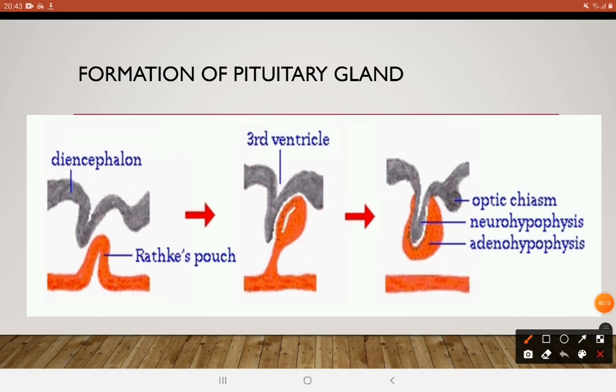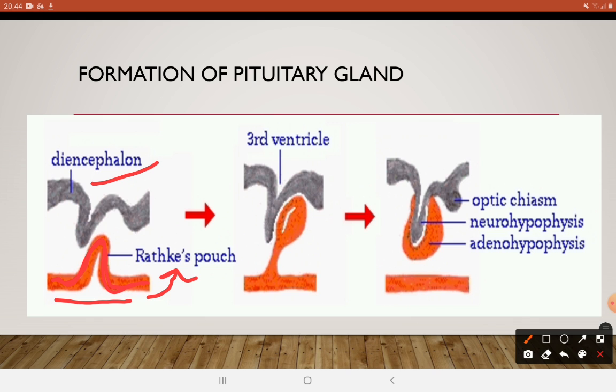As we can see, the formation of the pituitary gland starts during the third trimester of development of an embryo, right? During that time, the 7th month, what actually happens is that you can see a Rathke's pouch from the roof of the mouth. Rathke's pouch is formed like a bulb-like structure that goes upward from the roof of the mouth. This is the roof of the mouth, and from here Rathke's pouch is formed, which goes upward.